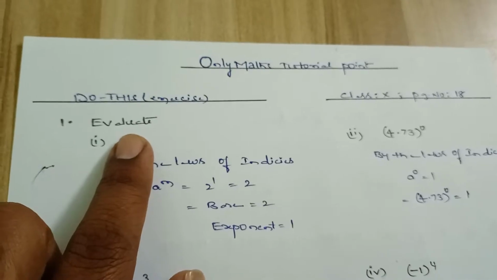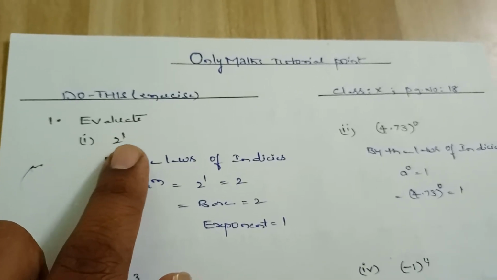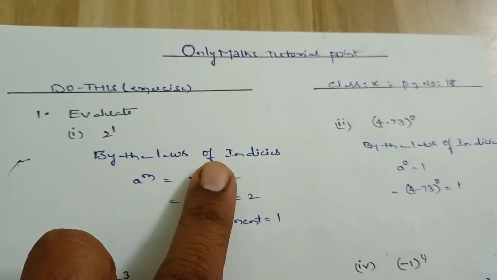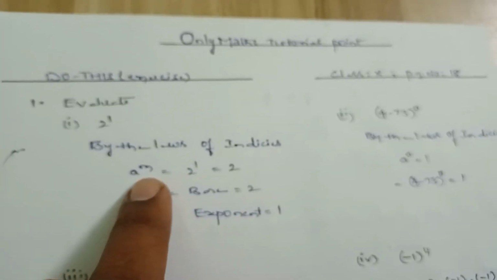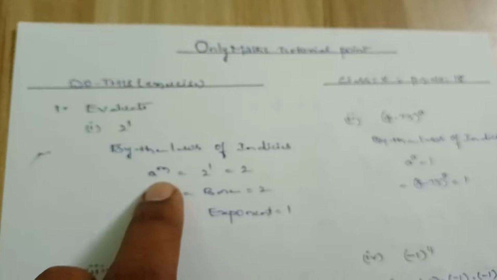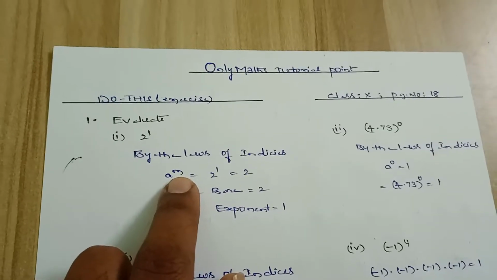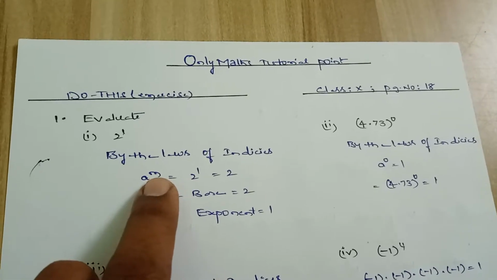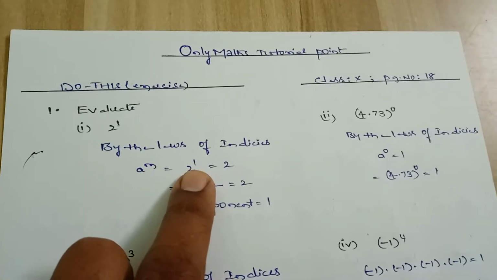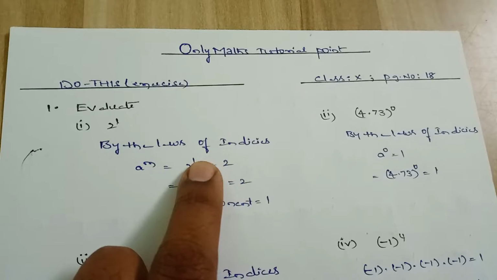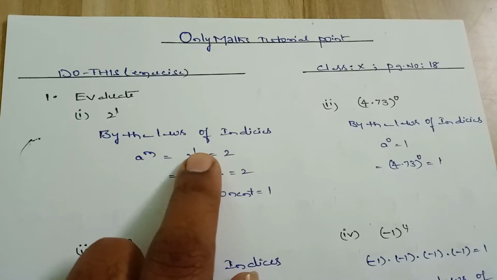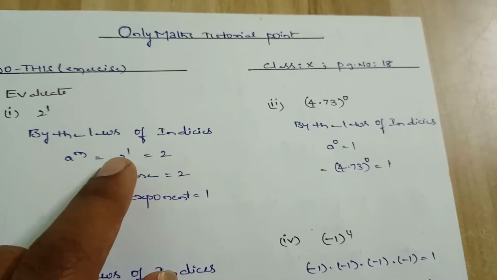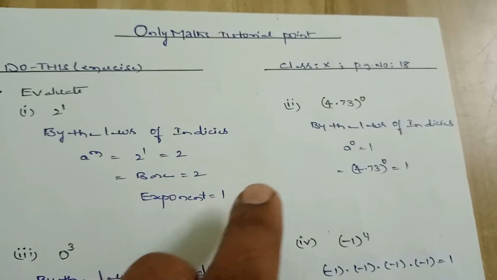Okay, what is given first one? Evaluate 2 power 1. According to the laws of indices or laws of exponents, we have a power m. Here base is a, m is the power or exponent, where a is repeated m times. Here base is 2, power is 1. So 2 is repeated 1 time. So we get result as 2. Okay, guys, you need to mention all the steps in the exam.